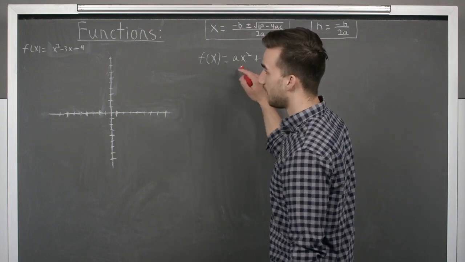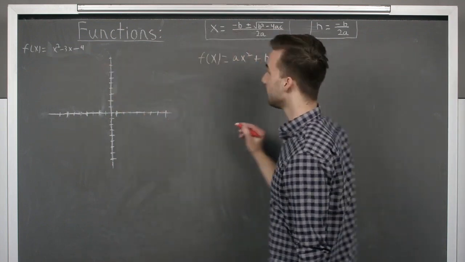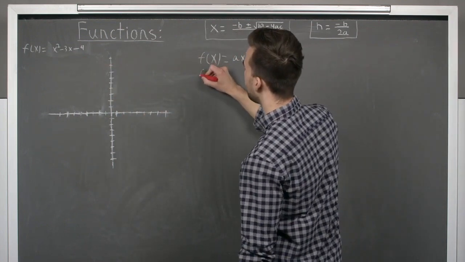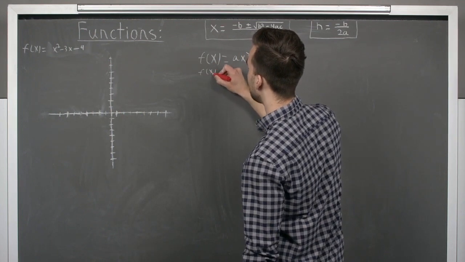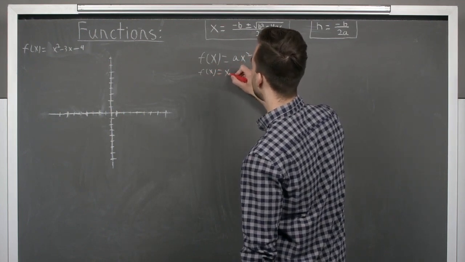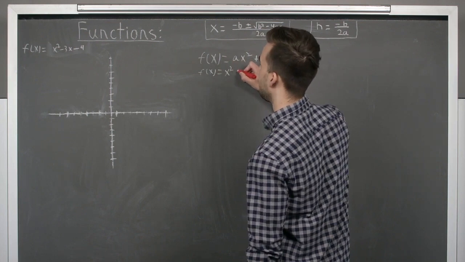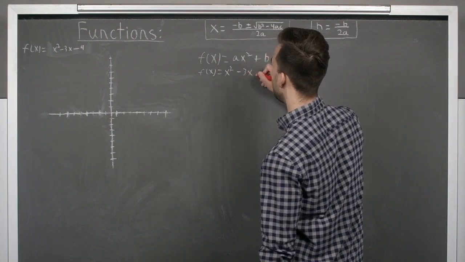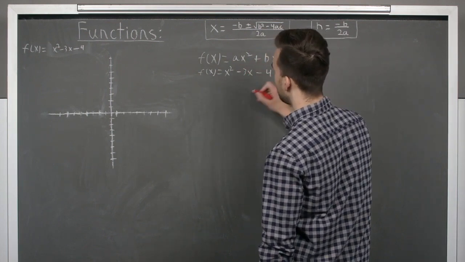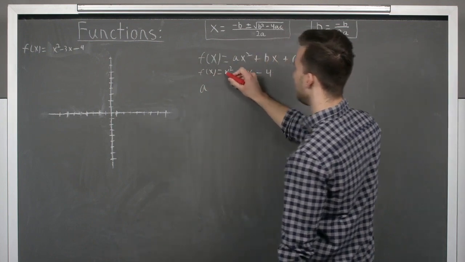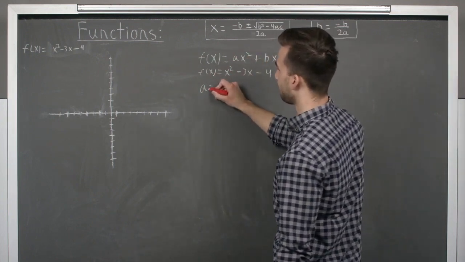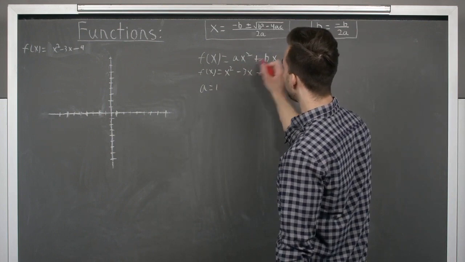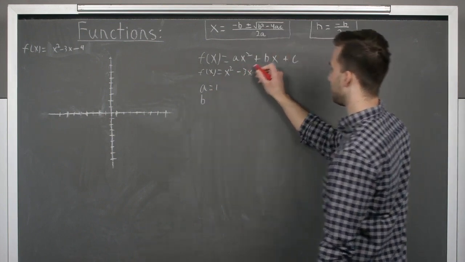But let's try it with the given function over here. So I'm going to rewrite this over here. F of x is equal to x squared minus 3x minus 4. So our a value is just 1. Our b value is negative 3.